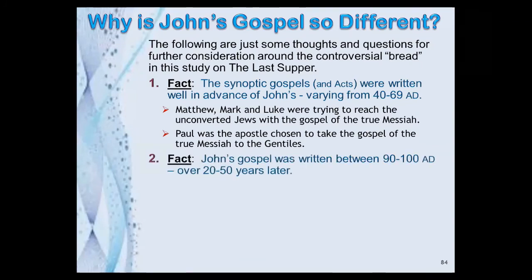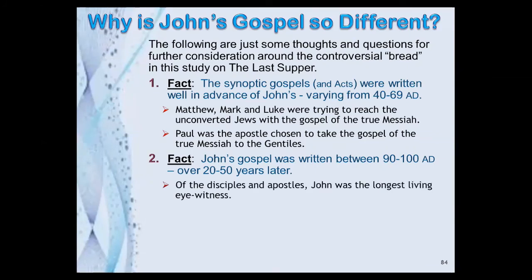Matthew, Mark, and Luke were trying to reach those unconverted Jews, and Paul was chosen to try to get the gospel to the Gentiles. So there was a lot going on. But another fact is that John's gospel was written between 90 and 100, over 20 to 50 years later, depending on which book he was looking at.